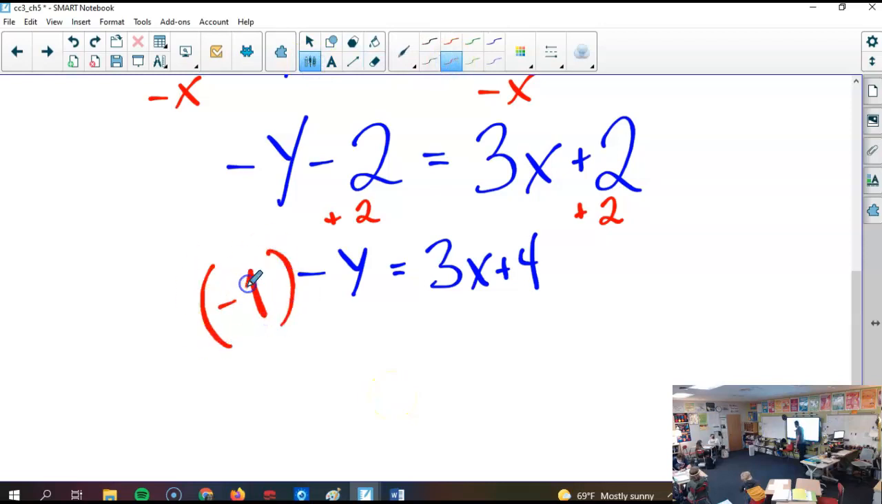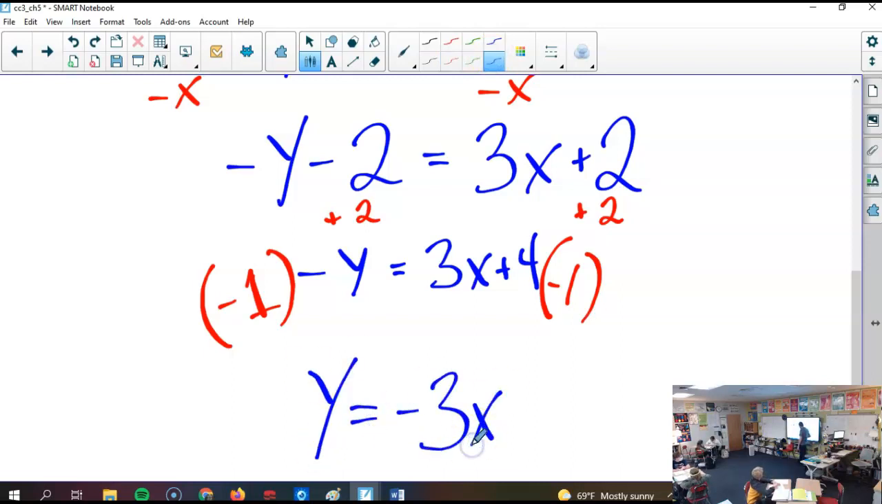Times negative 1. What does multiplying by a negative with a negative do? Oh, it makes it positive. Hey, you have to write out both sides. If we do it over here, everything's going to become the opposite. So be careful saying negative. It all becomes the opposite. In this case, it is negative, but not in every case. So y equals negative 3x minus 4. Minus 4, right? Everything became the opposite.